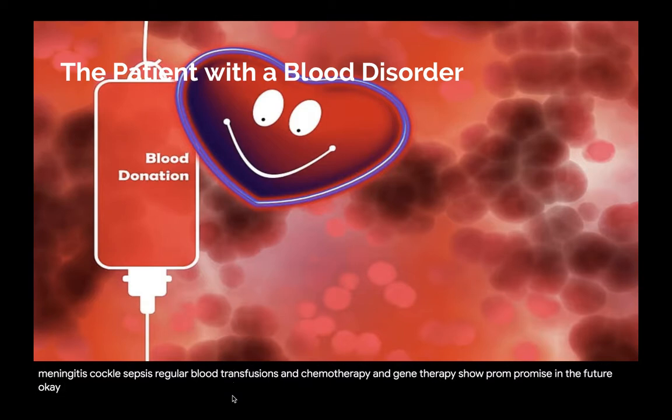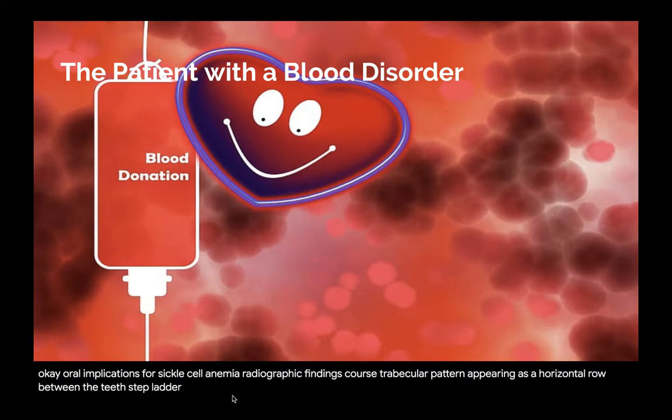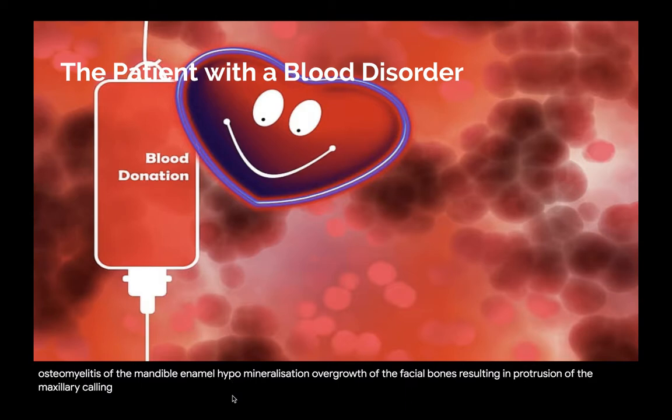Okay, oral implications for sickle cell anemia. Radiographic findings: coarse trabecular pattern appearing as a horizontal row between the teeth, step ladder with large marrow spaces, osteoporotic changes. Oral manifestations: necrosis of the dental pulp, osteomyelitis of the mandible, enamel hypomineralization. Overgrowth of the facial bones resulting in protrusion of the maxilla causing malocclusion. Pale buccal mucosa, numb chin syndrome, mental nerve neuropathy, and facial and dental pain.